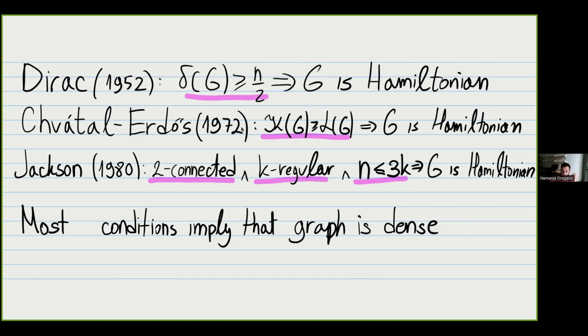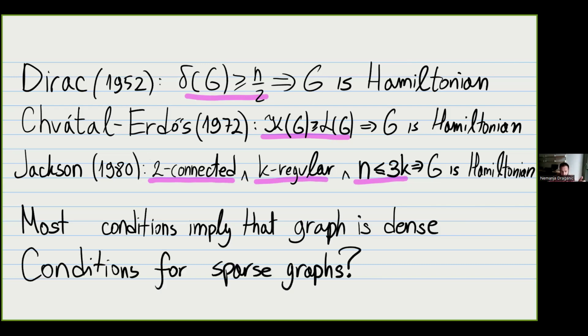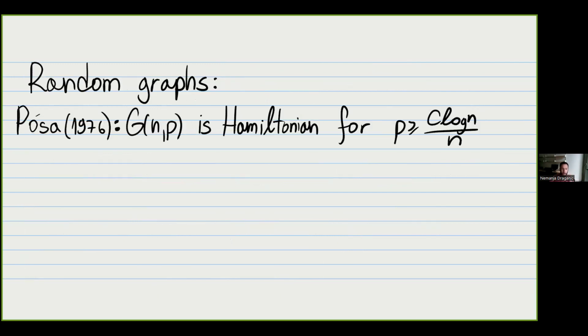Okay, and then a very natural question is, do we have some conditions for sparse graphs? Conditions which imply that sparse graphs are Hamiltonian. A natural direction, a first step, is to consider random graphs. There was this result of Pósa from 76 already, which considers the binomial random graph G(n,p). So you have n vertices and each edge is there with probability p independently of all other edges.